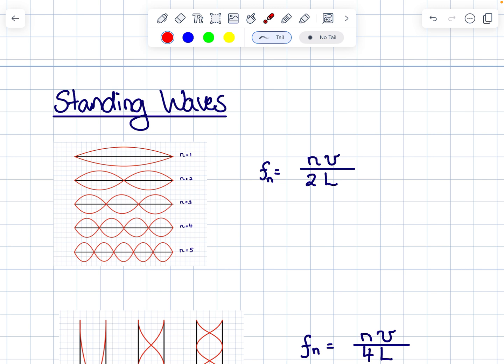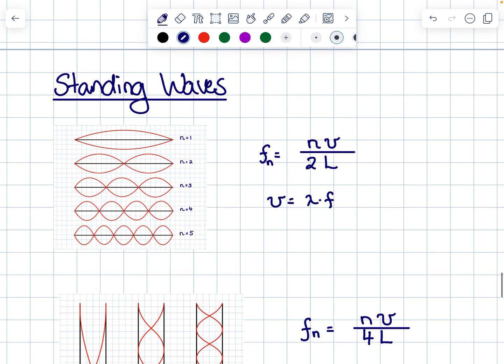Of course, you can always use the wave equation if you have to. So once you know the frequency, the velocity of the wave is equal to the frequency times the wavelength. So once you find the frequency, you could find the wavelength, for example. This is what you get when you have waves on a string that's fixed on both ends. That's what this is about.